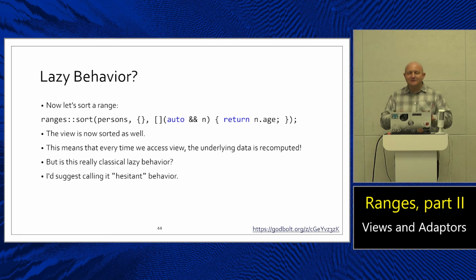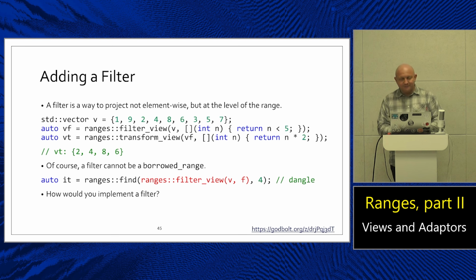Every axis is a fresh question. What does the range look like right now? And this hesitant behavior is exactly what drives many of the design choices we've already seen, especially when it comes to borrowed ranges and dangling iterators. Okay, and let's go a step further and talk about filters.